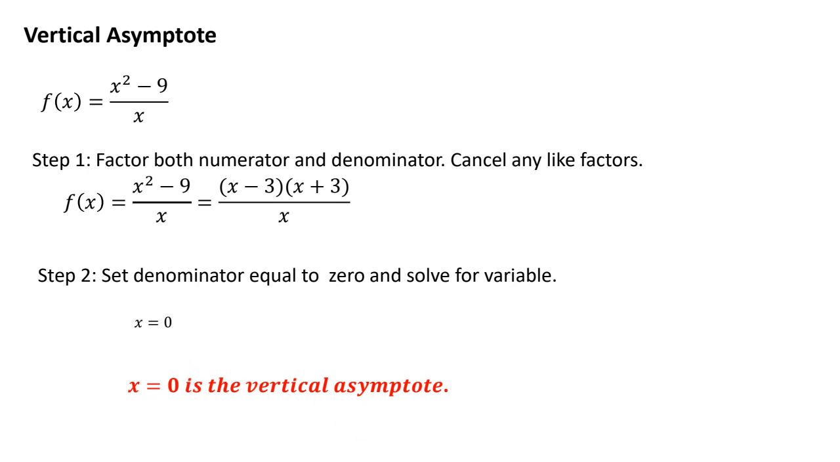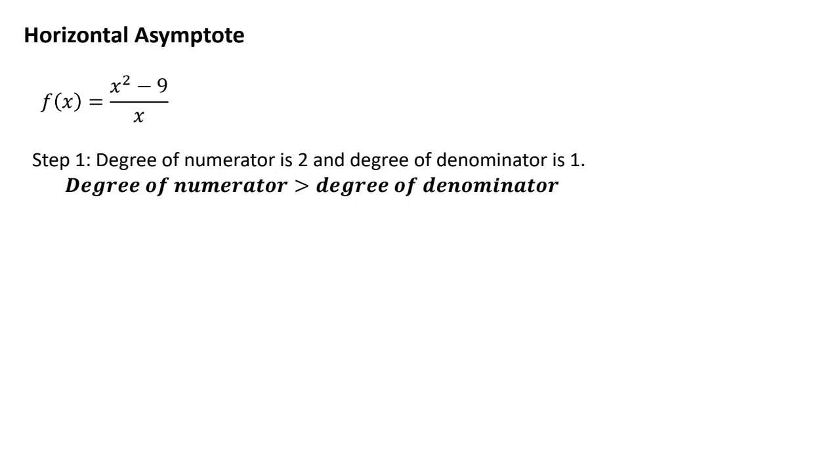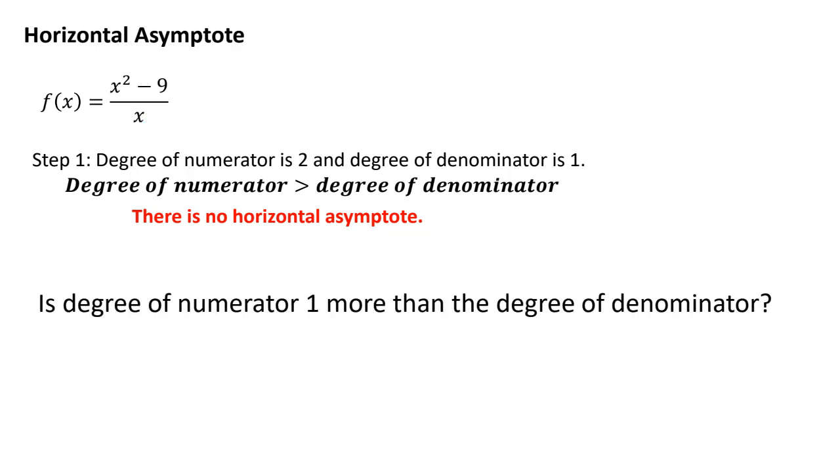And then we look at the degree of the numerator and the degree of the denominator. So we can see that the degree of the numerator is greater than the degree of the denominator. So that means that there is no horizontal asymptote, but we can check to see if it has a slant asymptote. It's going to have a slant asymptote if the degree of the numerator is 1 more than the degree of the denominator. And in this case, that is the case. And so that means that we're going to have a slant asymptote.